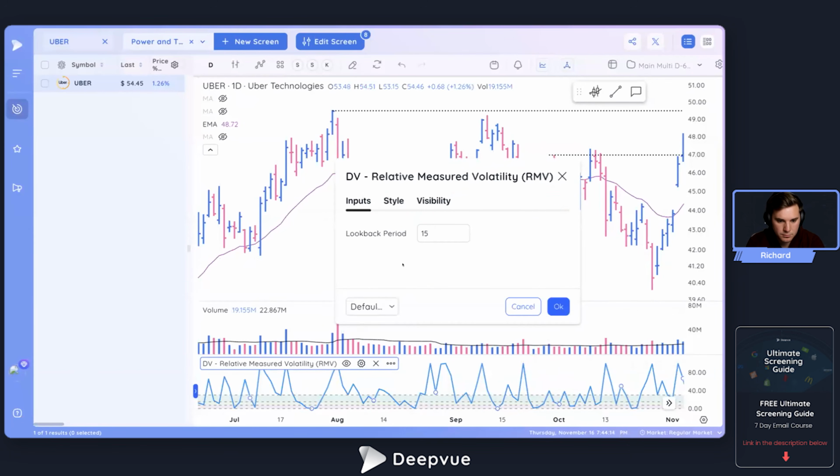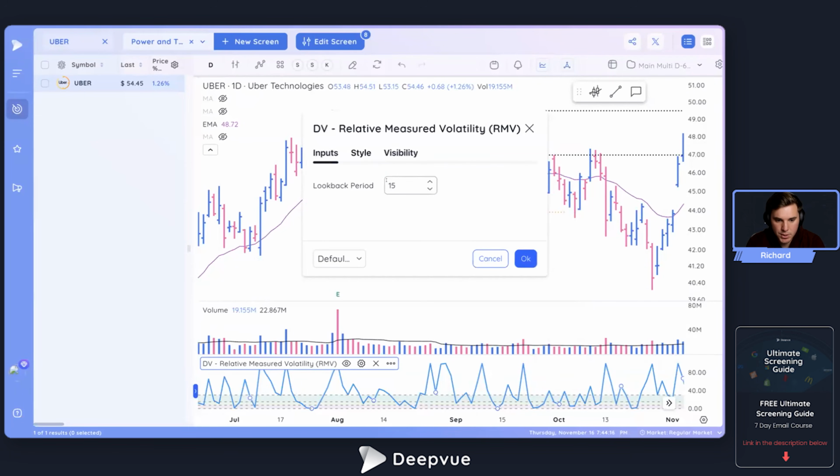Before we move on, Richard, can you just open up your settings in the RMV indicator and maybe quickly talk through those? There's a question on that. Sure. So the default is 15. That's pretty much where I leave it. Based on a lot of testing and looking at different stocks, this setting seems to work out quite well.